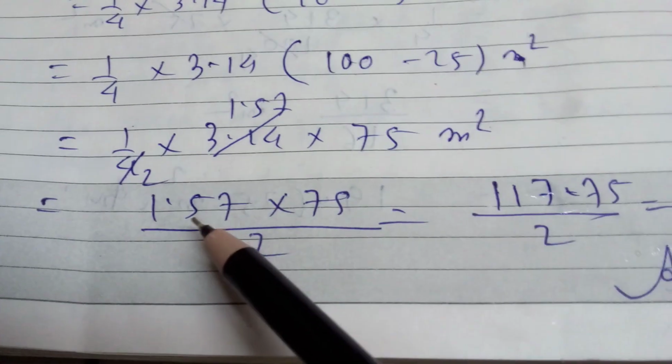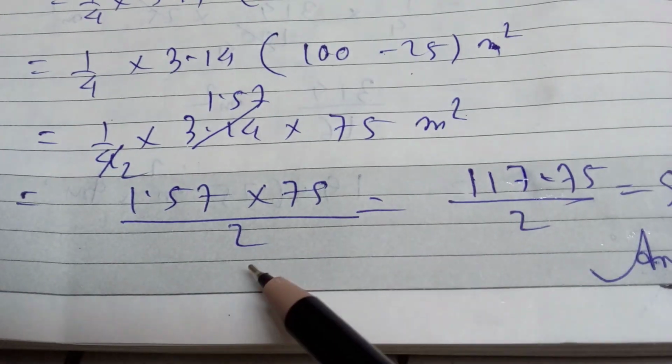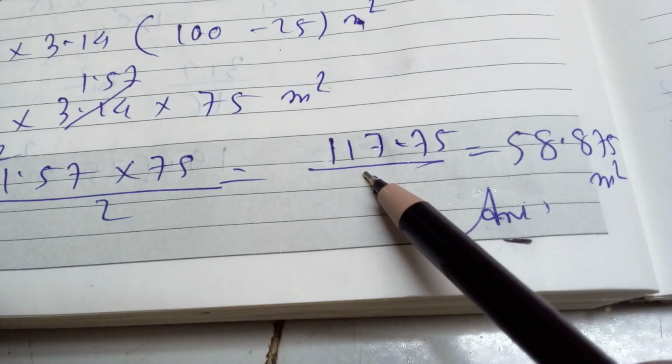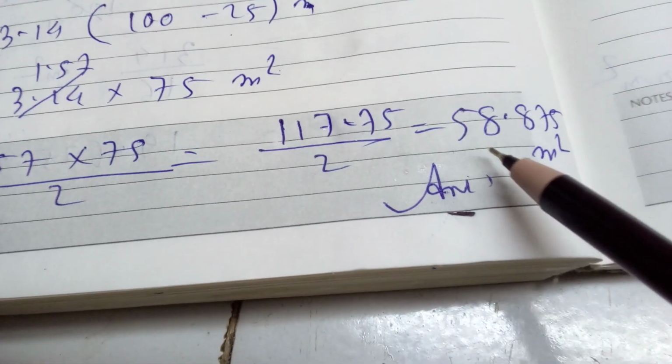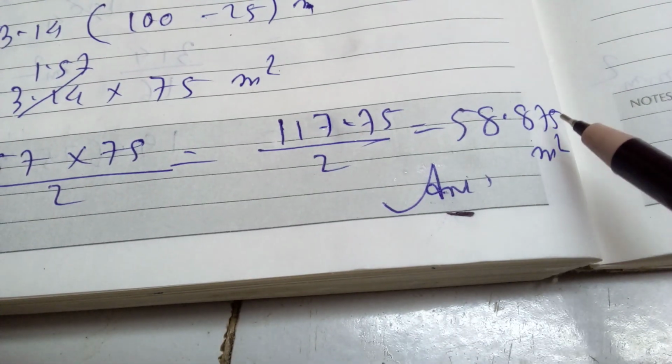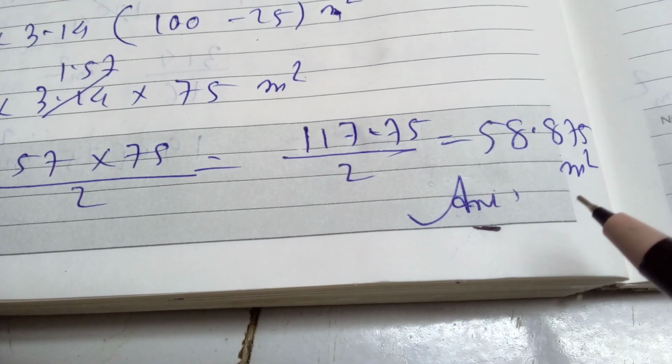And after calculation we will get 1.57 into 75 by 2, that is 117.75 by 2, that is 58.875 meter square. It is the increased grazing area. Okay.